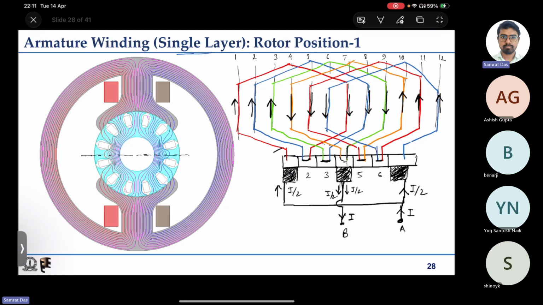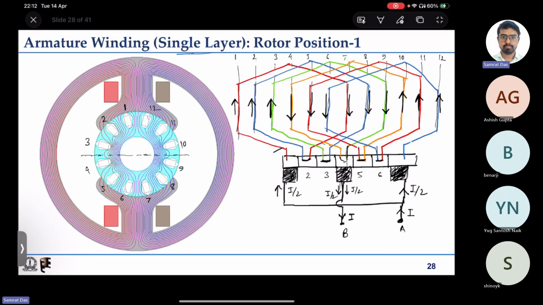Now we understand that for this given rotor position, all the top conductors will have to carry current in a certain direction, and all the other ones have to carry current in the other direction. So we can name them accordingly. So let us say 1, 2, 3, and if we try naming from here, 3, 4, 5, 6, 7, 8, 9, 10, 11, 12. So let us name them like this.